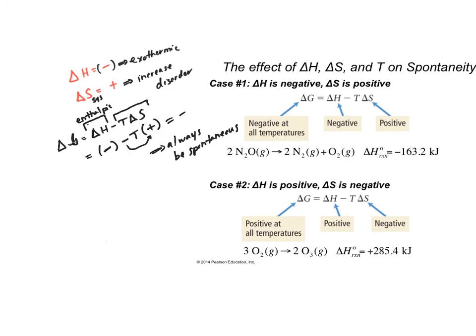Okay, so case number 2, we're going to do the reverse of this. In case number 2, we're going to have a positive value of delta H. What is this called? This is an endothermic reaction coupled with a negative value of delta S. What would a negative value of delta S indicate about the order with respect to the system? We would be increasing the order. We'd be ordering the system, right? So again, this is going to be a decrease in disorder.